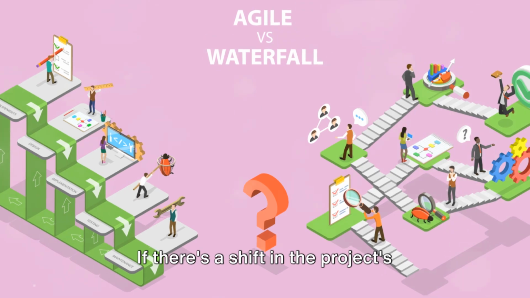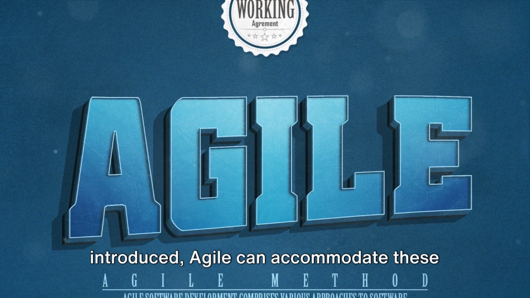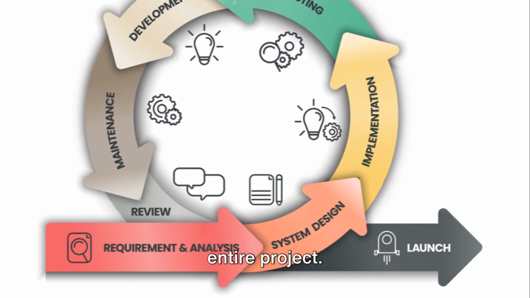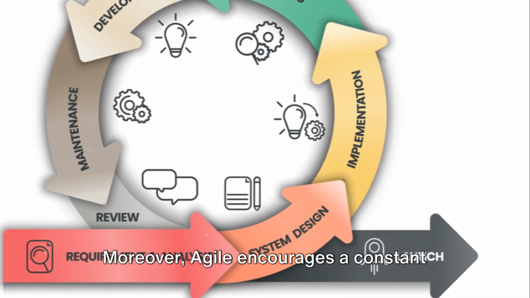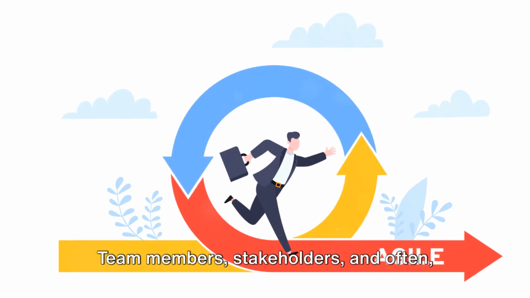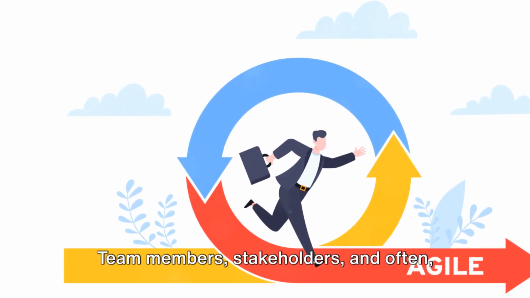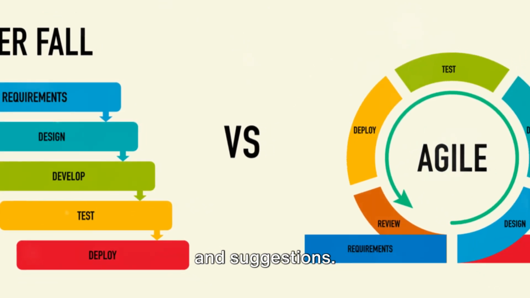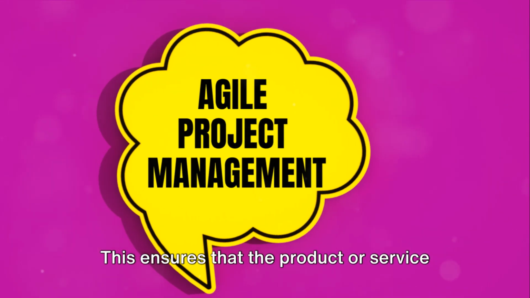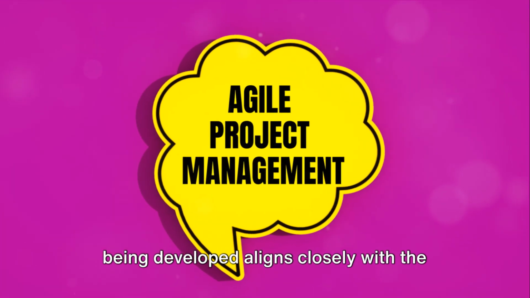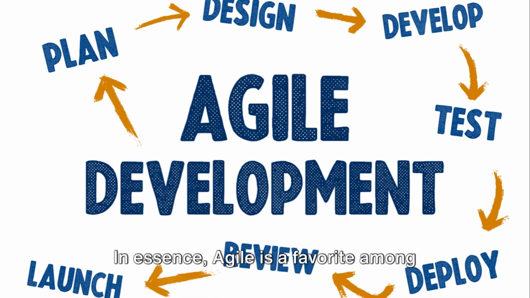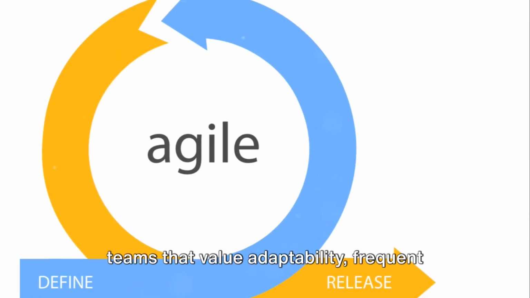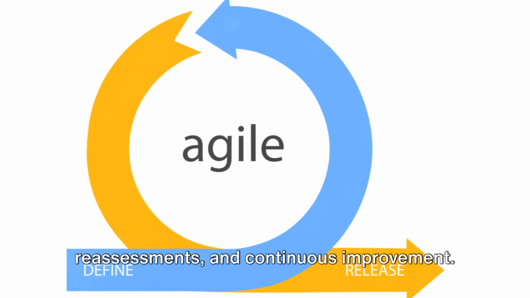If there's a shift in the project's direction or new requirements are introduced, Agile can accommodate these changes seamlessly without derailing the entire project. Moreover, Agile encourages a constant feedback loop. Team members, stakeholders, and often even the end users are involved in regular discussions, providing valuable insights and suggestions. This ensures that the product or service being developed aligns closely with the user's needs and expectations. In essence, Agile is a favorite among teams that value adaptability, frequent reassessments, and continuous improvement.